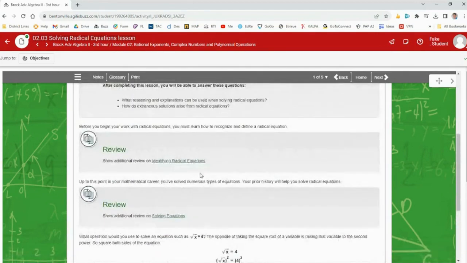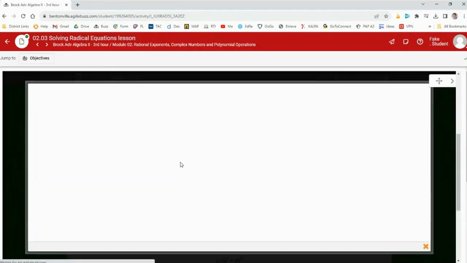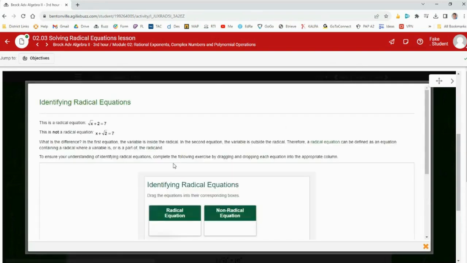Okay, so here's a review over identifying radical equations. You've got to learn how to recognize and define one. So I'll open it up so we can look at it real quick. This is not a radical equation. The square root of x plus 2 equals 7. Oh, I'm sorry, that is a radical equation. The next one is not. x plus the square root of 2 equals 7. That's not a radical equation because the square root of 2 is actually a number. There's a value for that.